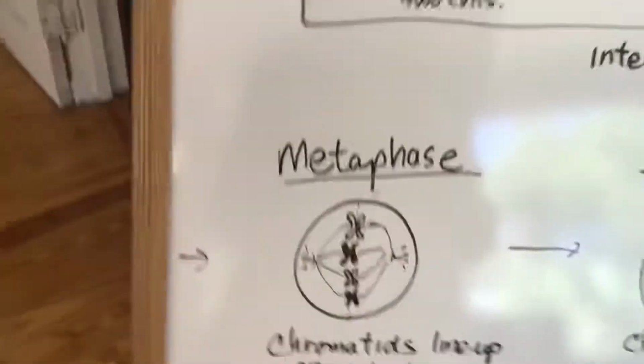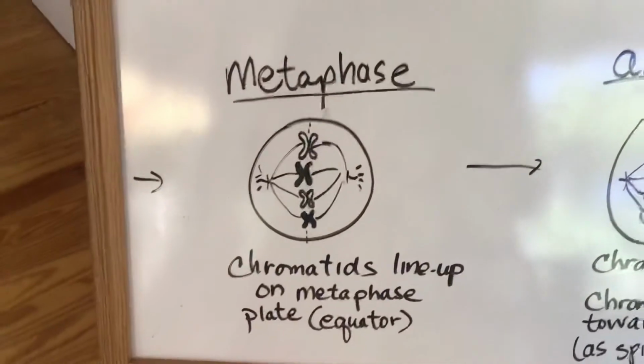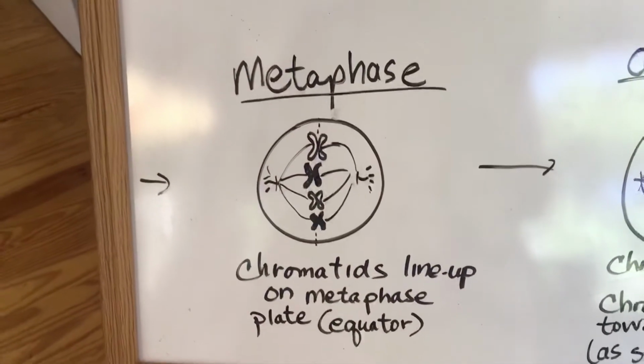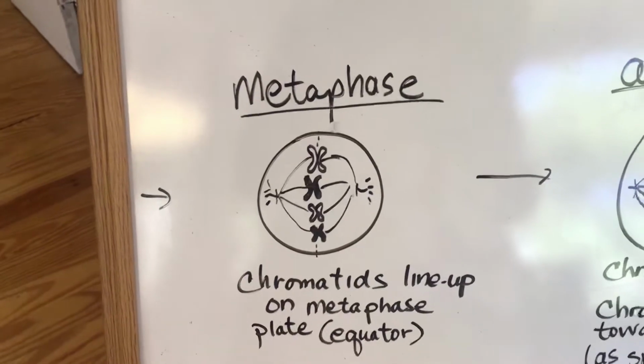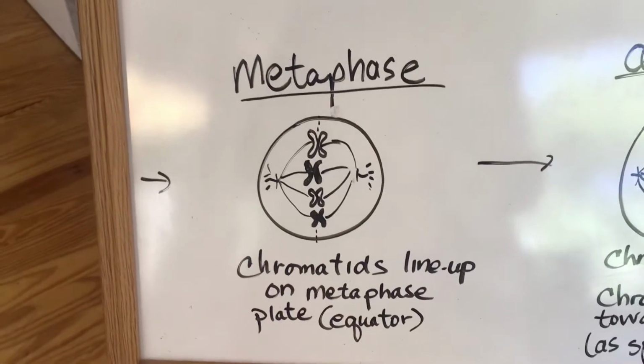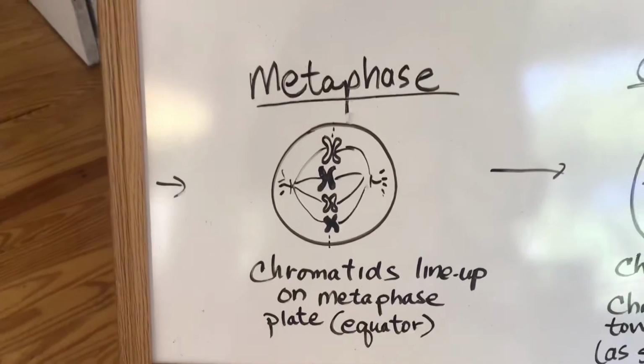All right, so then the next phase is metaphase. In metaphase, what happens is the chromatids line up on the metaphase plate, otherwise known as the equator. If you know the phrase metaphase plate, it helps you remember that it's in metaphase.